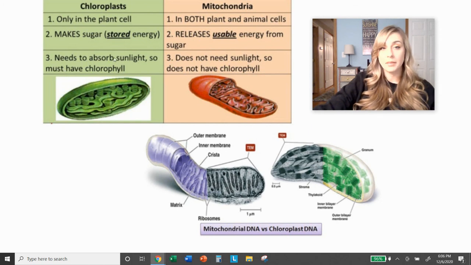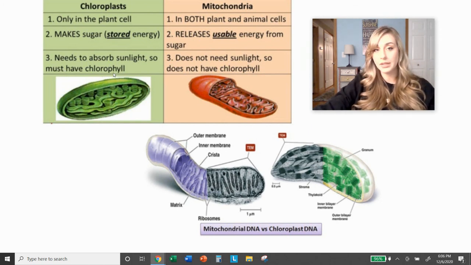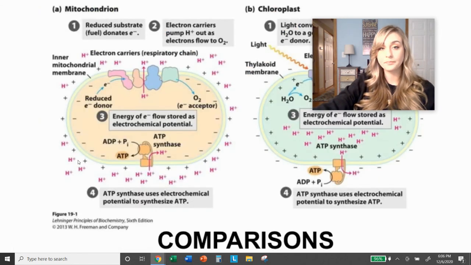You need to absorb sunlight in the chloroplast. Again, you have to have chlorophyll, those light-absorbing pigments. Mitochondria do not rely upon sunlight because they do not have chlorophyll. And we know structurally they're very similar in terms of their use of surface area to volume.